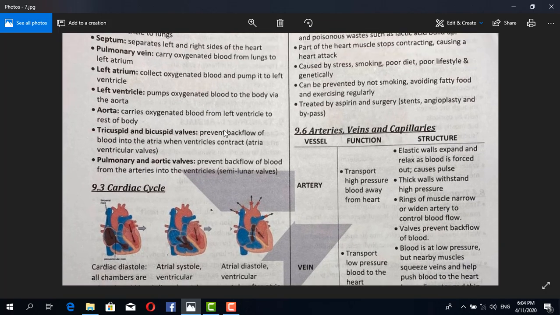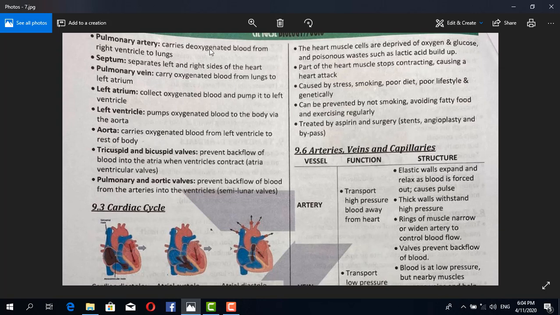The pulmonary artery carries the deoxygenated blood from the right ventricle to the lungs. As we all know, arteries carry oxygenated blood, the blood which is filled with oxygen, and veins carry non-oxygenated blood. But there is an exception here. Pulmonary means it relates to the lungs. So the pulmonary artery carries deoxygenated blood from the right ventricle and takes it to the lungs to be oxygenated, and then it comes back to the heart because it's already oxygenated.